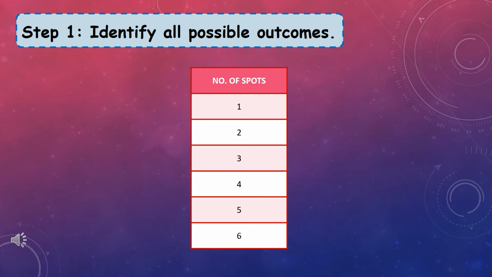Step 1, identify all possible outcomes. So, ano ba yung possible outcomes kapag nag-roll tayo ng die? So, we have number of spots, 1, 2, 3, 4, 5, and 6. Ito po yung mga possible outcomes natin.